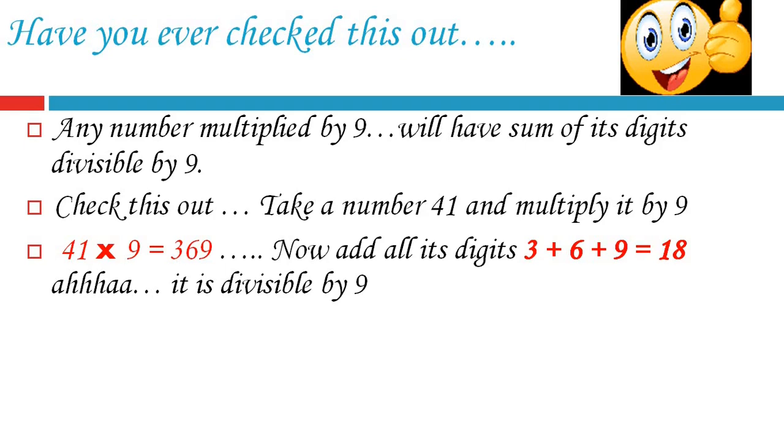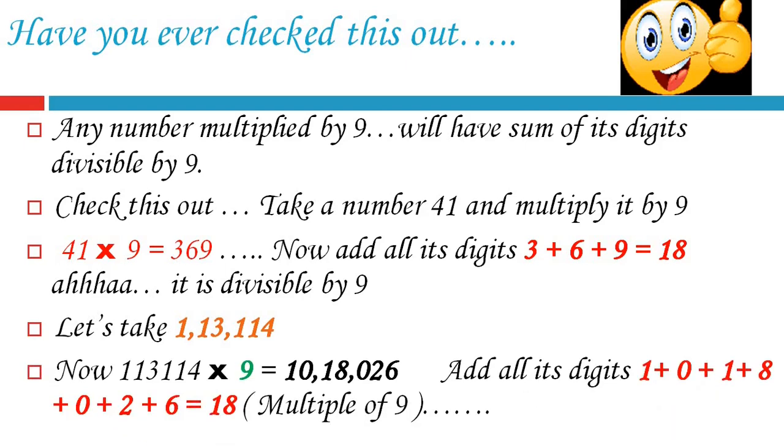Let's take another example to validate this. So I've taken 1,13,114. Multiply this by 9 first. Whatever result you have got, add the digits. Now check the result. 18 again. So isn't it a multiple of 9? If you still have doubt in this, check another format.